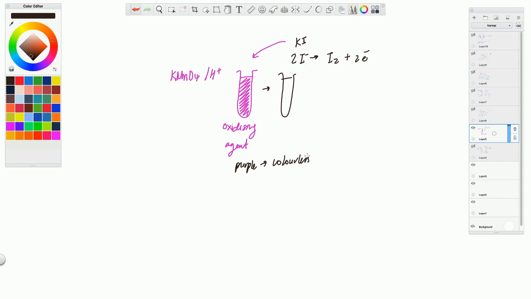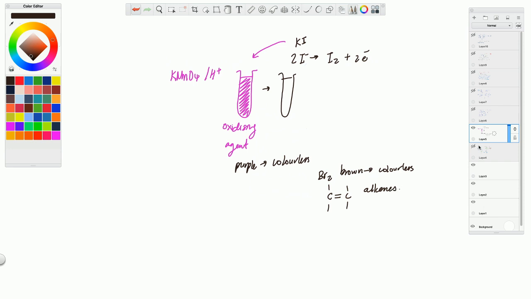Okay, another color test is using organic solvent. For example, when we are using bromine water to test for alkenes, so you add bromine water, it will change from brown to colorless. So this is only for alkenes. Okay, so these are the few color tests.